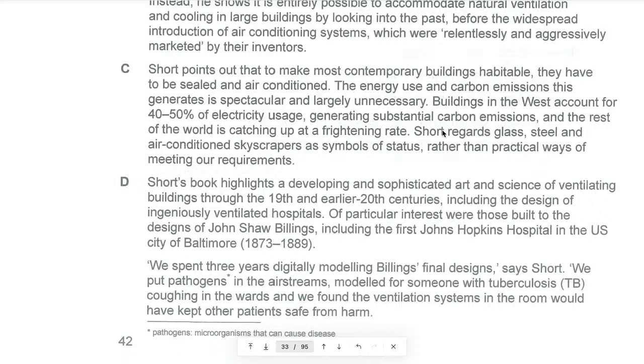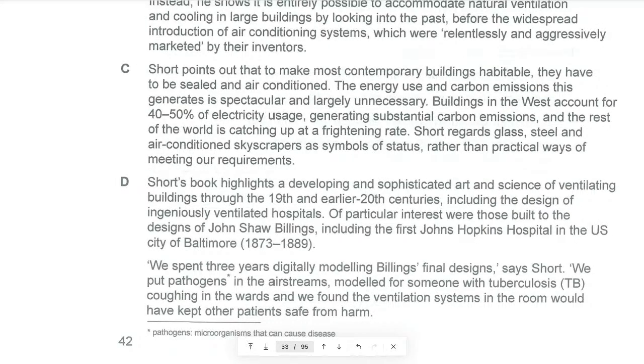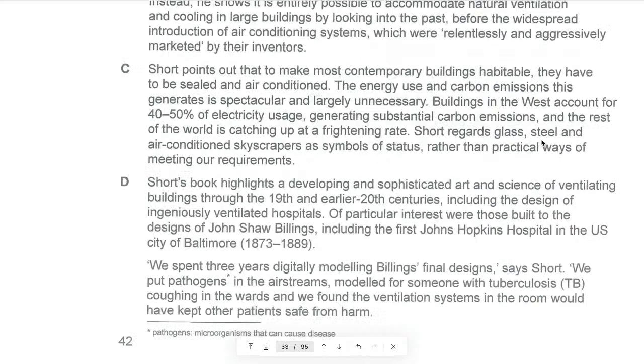Okay? Buildings in the West account for 40 to 50% of electricity usage, generating substantial carbon emissions, and the rest of the world is catching up at a frightening rate. That means now, they are talking about the popularity of tall buildings. And then what? They say that the popularity of these tall buildings is connected to status. Here they say Short regards glass, steel, and air-conditioned skyscrapers as symbol of status, rather than practical ways of meeting our requirements. Đó.